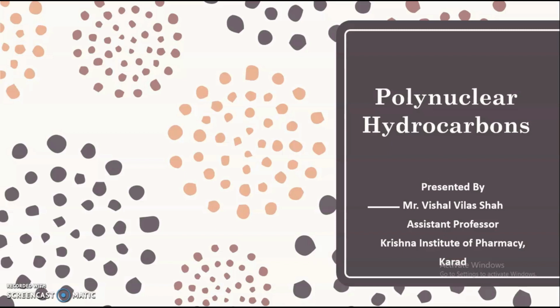Today we are going to start with another different unit, that is unit 4, having a chapter polynuclear hydrocarbons. Up to this point we have finished with the chapters like phenols, aromatic amines, aromatic acids, that is the unit 3.